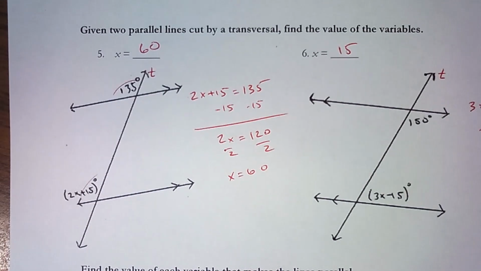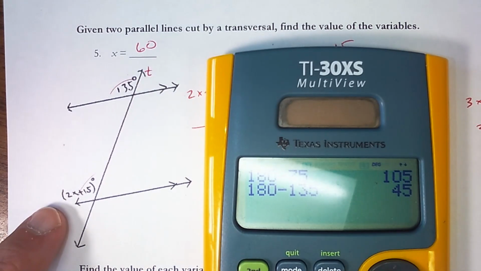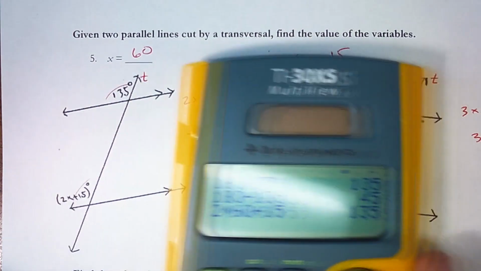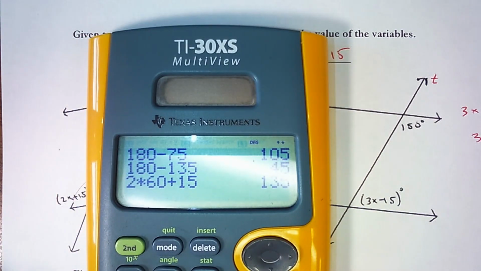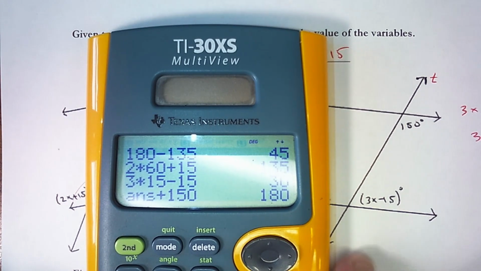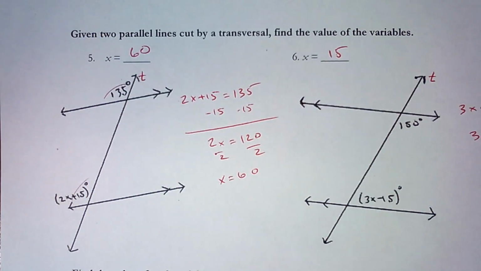Okay, now I can check both of these. So I'll do 2 times 60 plus 15, and that equals 135 like it's supposed to. And then 3 times 15 minus 15 is 30 plus 150 is 180, just like it's supposed to be. Okay, so those are correct.